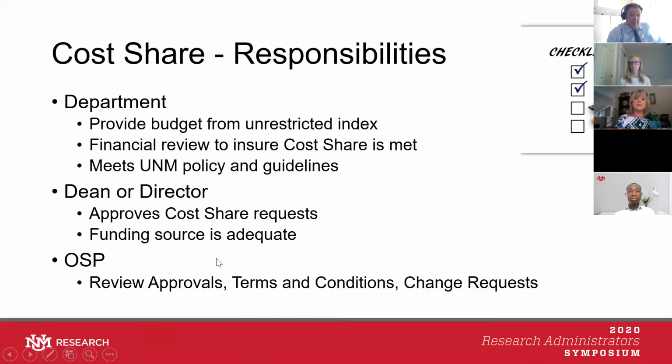The responsibilities of the department for cost share are to provide a budget from an unrestricted index, and then the financial review during the life of the award to ensure the cost share is met and that it meets UNM policy and guidelines. Before you can have a cost share, the dean or director has to approve the cost share request and make sure that the funding source is adequate. It would then go to OSP to review the approvals, the terms and conditions, and any changes that are requested throughout the life of the award.